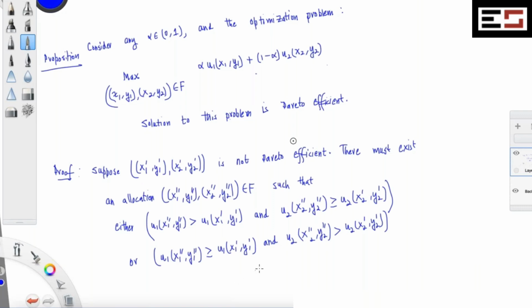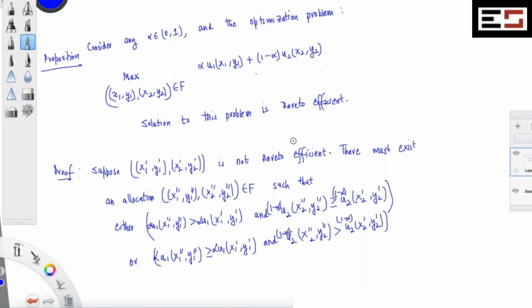Okay, now notice that if these conditions are true, so either this is true or that is true, then if I multiply both sides by alpha, so let's just multiply alpha here, alpha here, and just multiply 1 minus alpha both sides, the inequalities will be preserved, right?